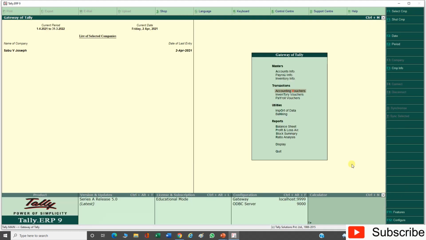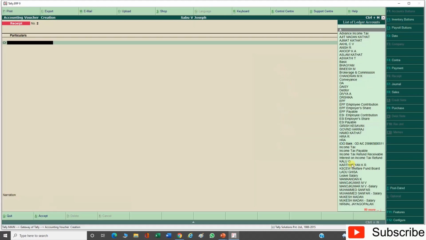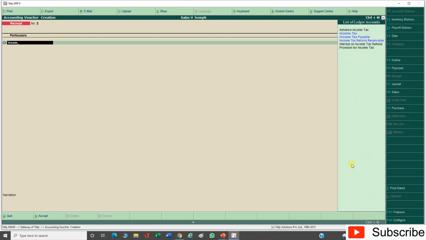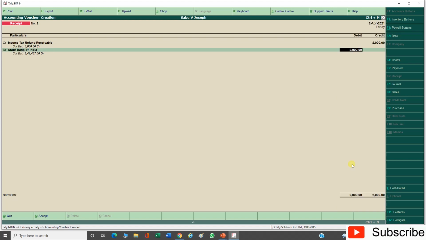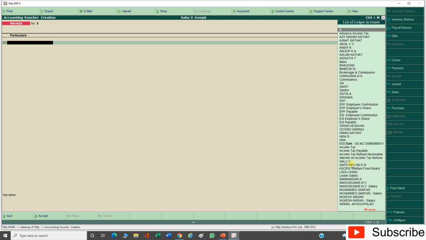On the next case, we are receiving the income tax refunds receivable from the government. Here we are receiving it. So credit to income tax refunds receivable. Here in this case 2,000. Debit will be given to concerned bank account. Narration being income tax refund receivable received. Now our income tax refund receivable account is closed.